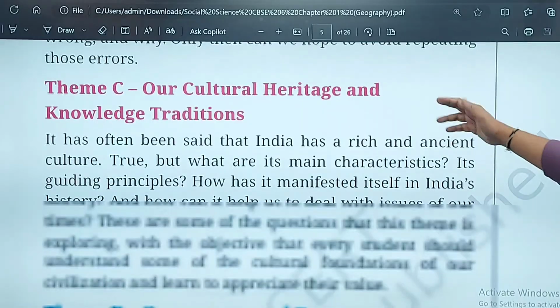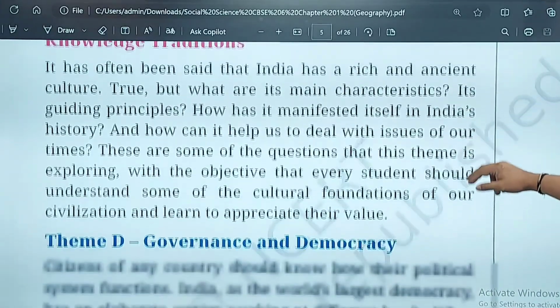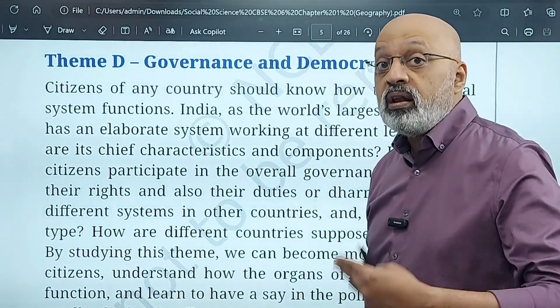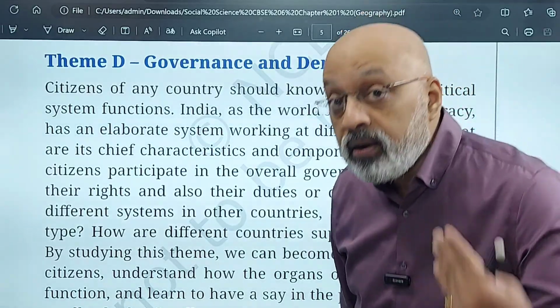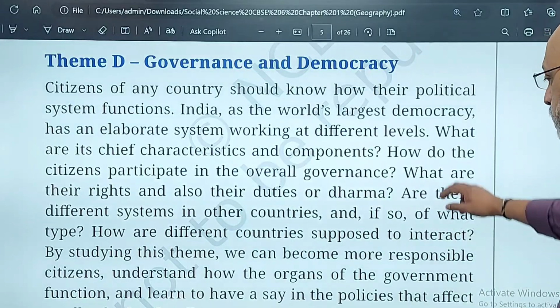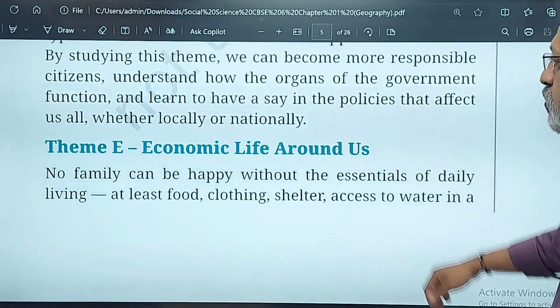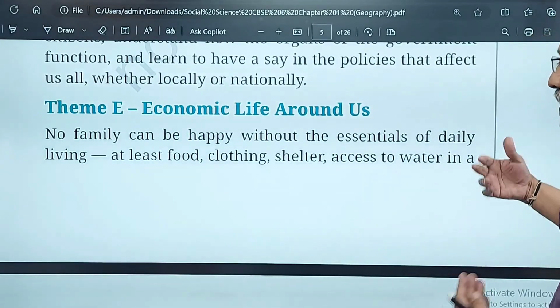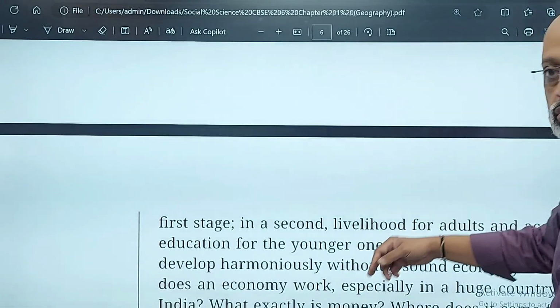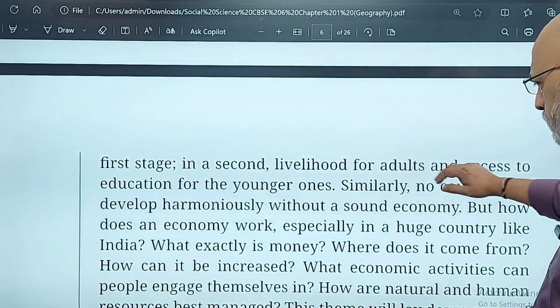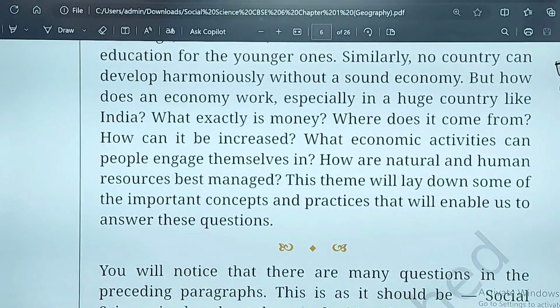Then the third one is about the cultural heritage, about which I explained. The fourth is political science or civics, which is about governance and democracy. India is the largest democracy in terms of the number of people who take part in the entire electoral process. Okay, and the last one is about the economic life around us. The money, the food, the clothing, the shelter, the access to water, education, everything, right?